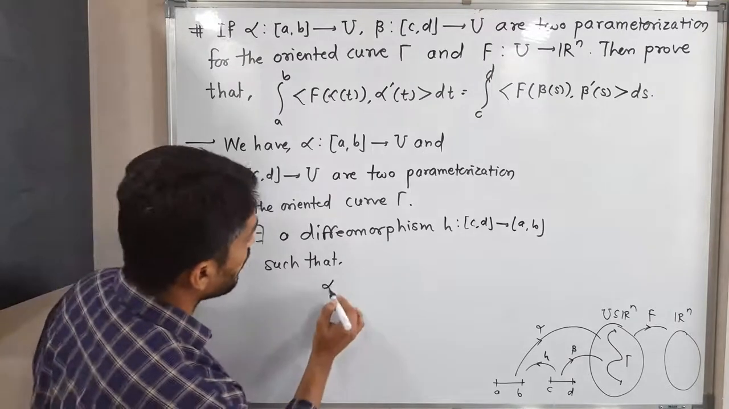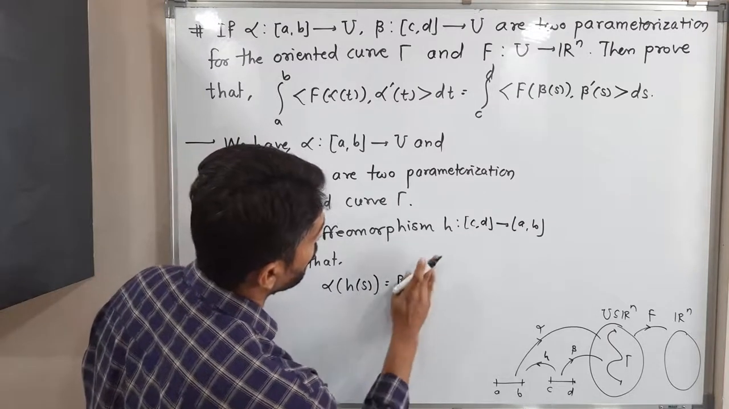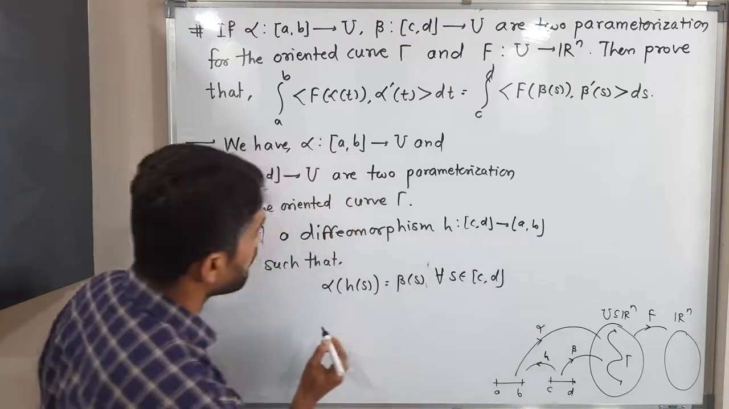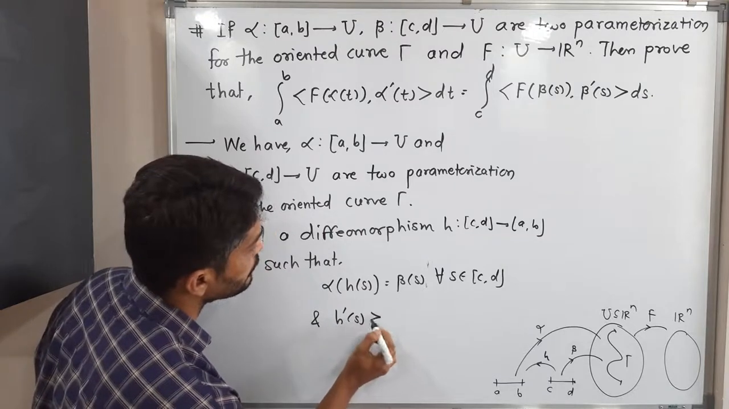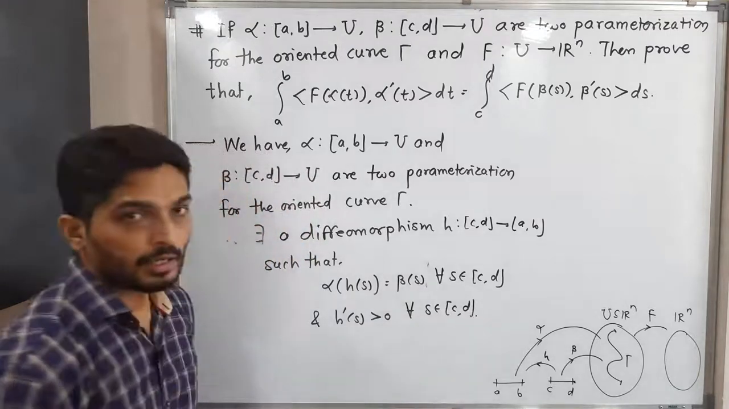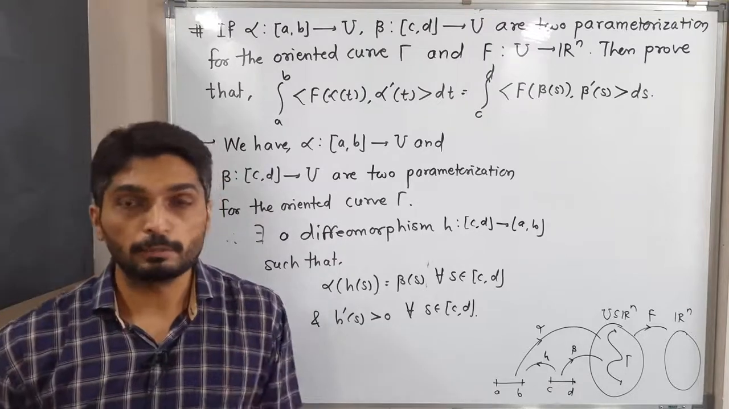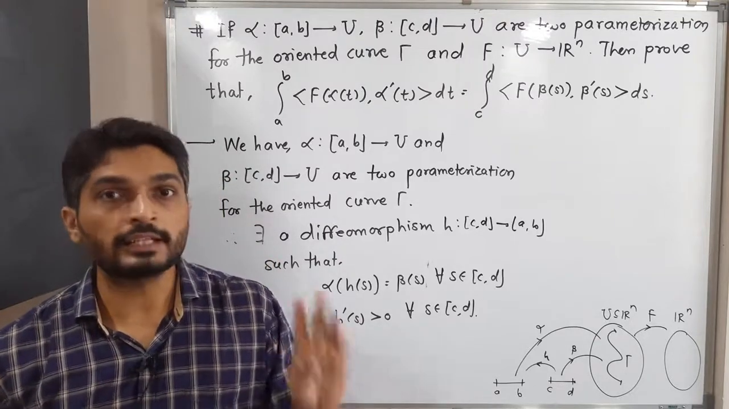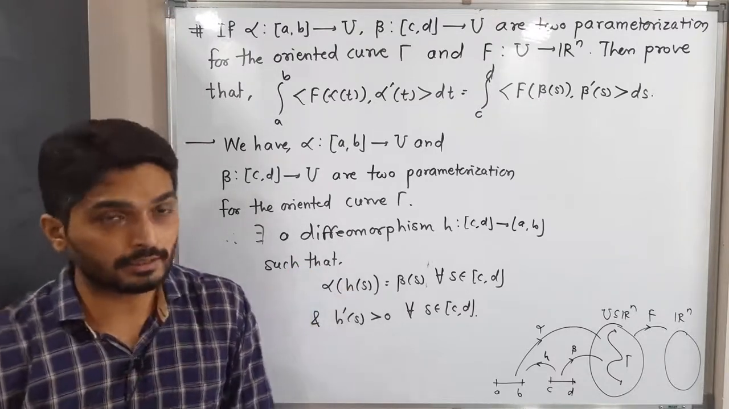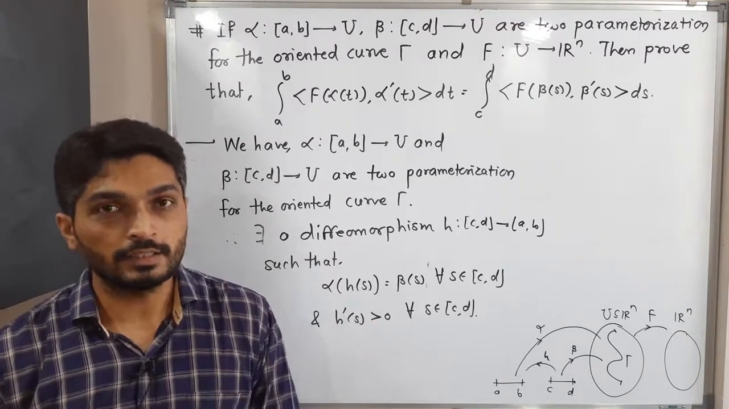alpha of H of S is equal to beta of S, and this is true for all S belonging to closed interval CD. And a very important thing is H dash of S must be greater than 0 for all S belonging to closed interval CD. Alpha and beta are O equivalent, so there exists a diffeomorphism. That means H must be bijective, it is differentiable, and its inverse is also differentiable, which will satisfy this condition. And the derivative of H must be positive for all S belonging to closed interval CD. This is the information we have.